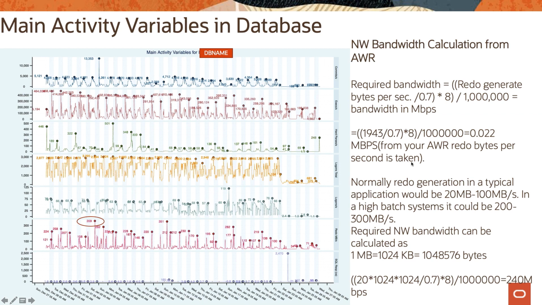From your AWR, redo bytes per second is taken. Normally redo generation in a typical application would be 20 MB to 100 MB per second. In high batch systems, it could be 200 to 300 MB per second, and this is what we see here. So required network bandwidth can be calculated from here, and 20 MB translates to 240 megabits per second as network bandwidth.